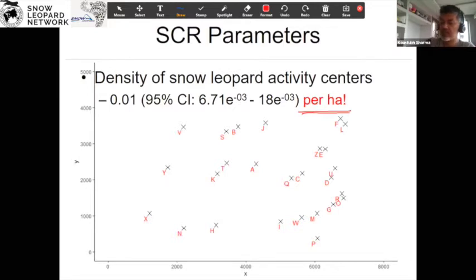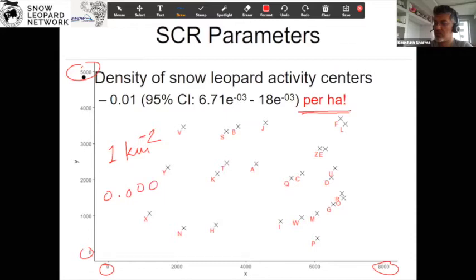So in this case, if you look at this, from 0 to 8,000 meters, from 0 to 5,000 meters, this was our overall space. And the density of 0.1 animals per hectare here means that there was, let's say, one animal per square kilometer. You can easily convert per hectare into per square kilometer, or if you want it per square meter, it will be 0.00001. It will basically be divided by 10,000. And that gives us the value per square meter.